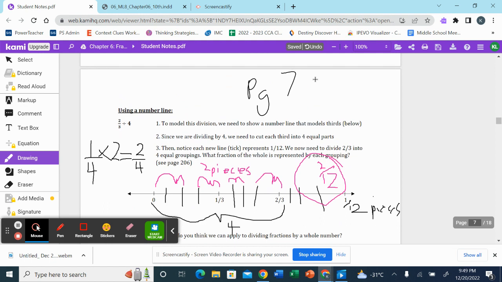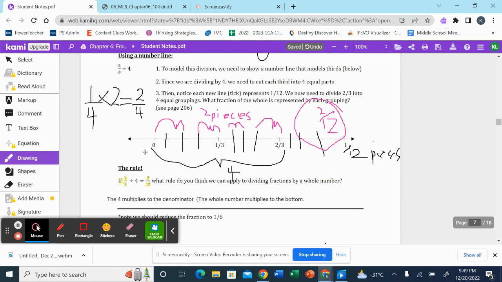Same with page 7 using a number line. You had to write out the number line using thirds. Divide it by 4 by dividing each section by 4. Now, instead of out of thirds, it's out of 12 pieces total. Divide 2/3 by 4. Each section gets 2 pieces, or 2 out of 12.